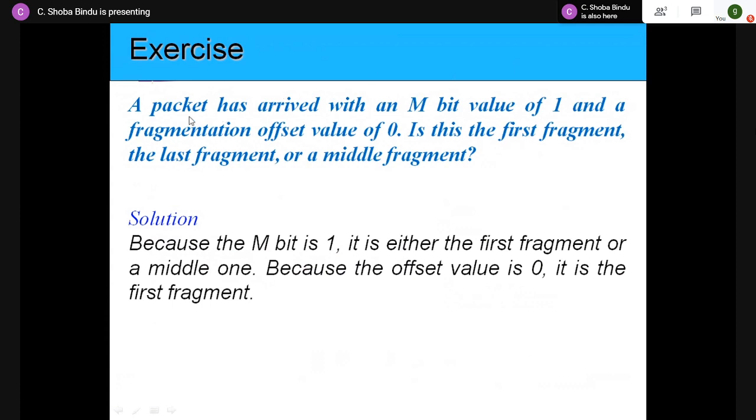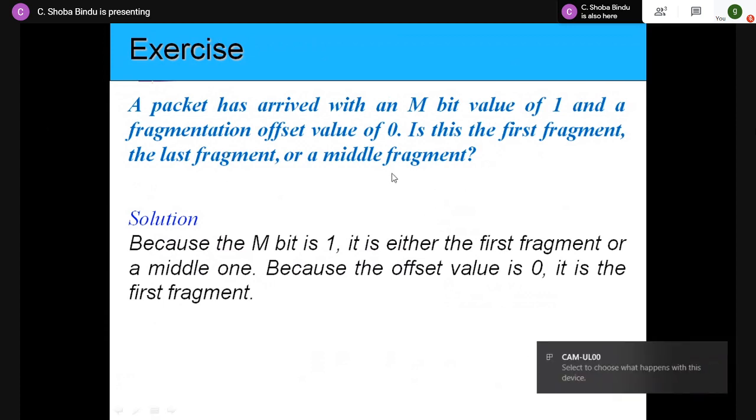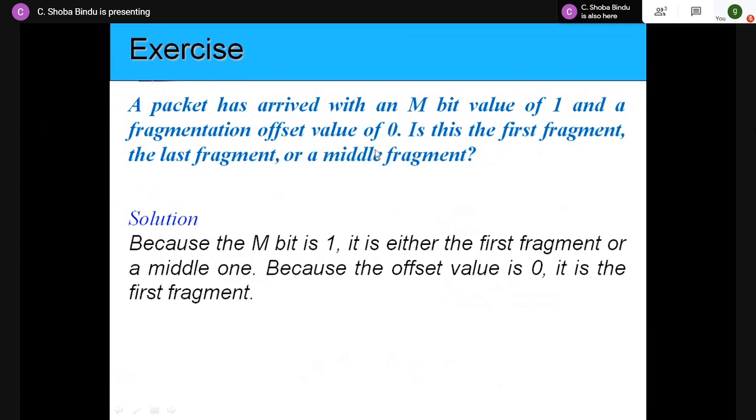Now, a packet has arrived with an m-bit value of 1 and a fragmentation offset value of 0. Is this the first fragment, the last fragment, or a middle fragment? How do you decide on this? So first, the m bit is 1. It indicates that it is not the last fragment. And now you look at the offset. The offset value is 0. This is 0 only for the first fragment, and hence this is the first fragment.